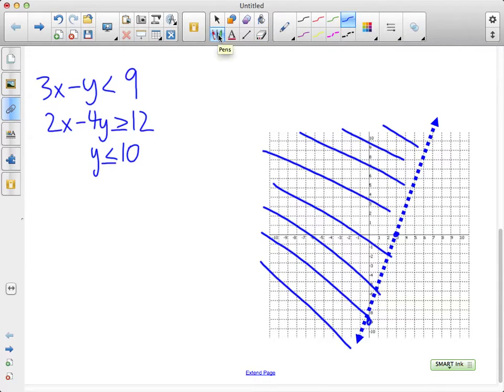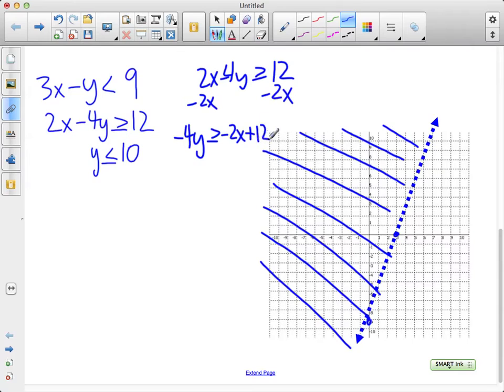Now we graph the next line. This one I will convert to slope-intercept form, just so you know that you can always do both methods. If you don't like checking a point and graphing by intercepts, by all means, convert it to slope-intercept form. So if we have 2x minus 4y greater than or equal to 12, minus 2x from both sides, then negative 4y is greater than or equal to negative 2x plus 12. Divide everything by negative 4. Remember, we divided by a negative here, so our inequality sign gets reversed. So instead of greater than, we have less than or equal to.